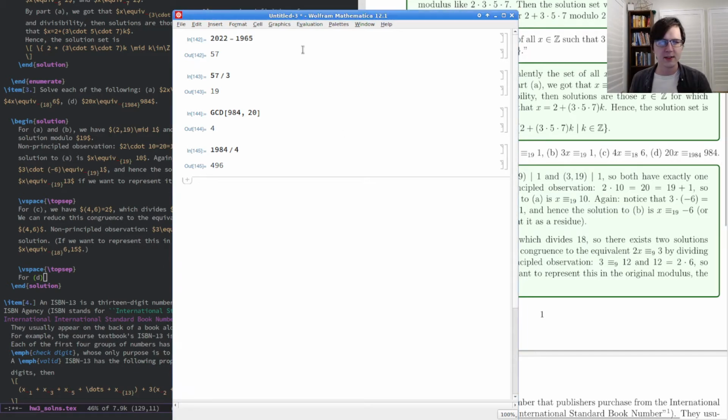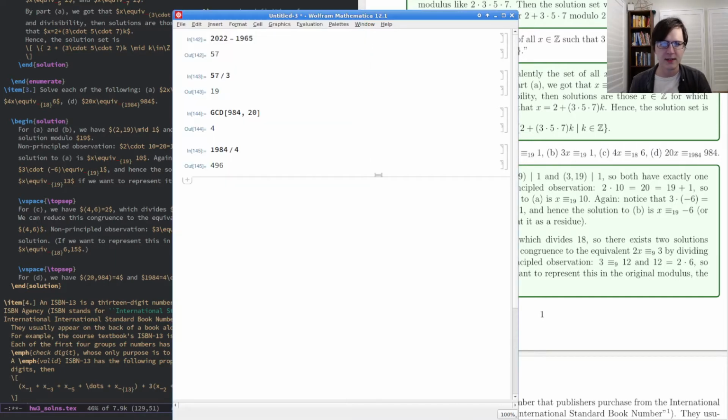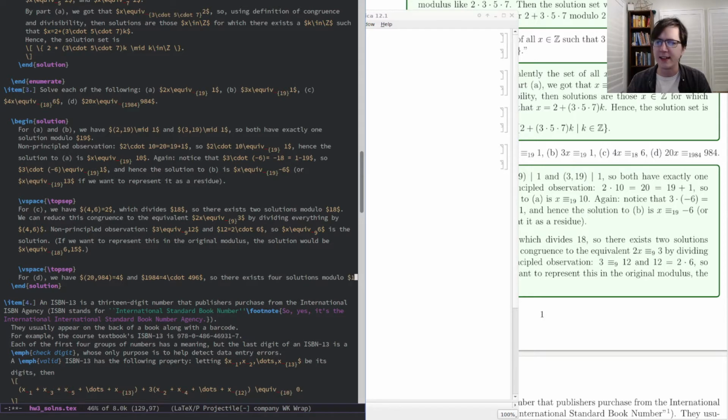So first, let's do this reduction. The GCD of 20 and 1984 is 4, and 1984 is 4 times 496. So there exist 4 solutions modulo 1984.